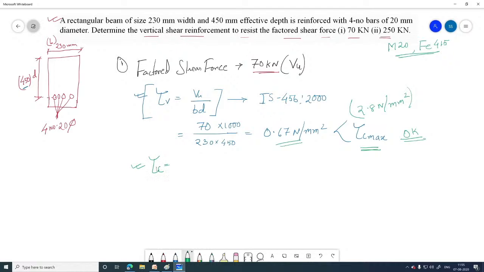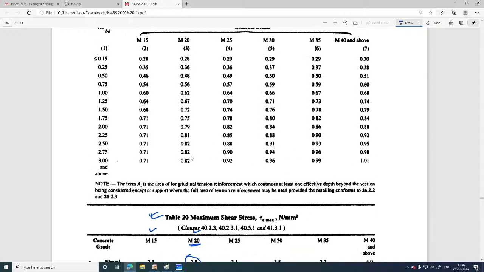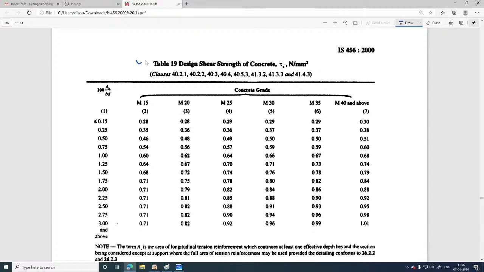So let's see. To determine the tau c, we need to see Table 19 in IS 456 2000. Okay, just above Table 20 you can see Table 19. So in Table 19 we need to determine the value of the tau c. Tau c means the design shear strength of concrete, that is in Newton per millimeter square.